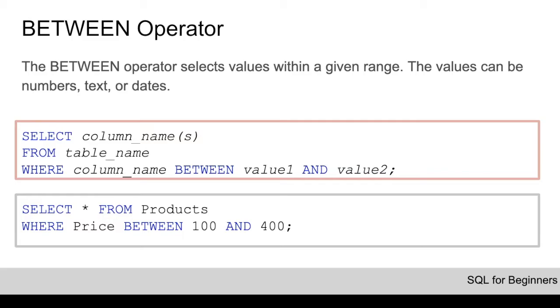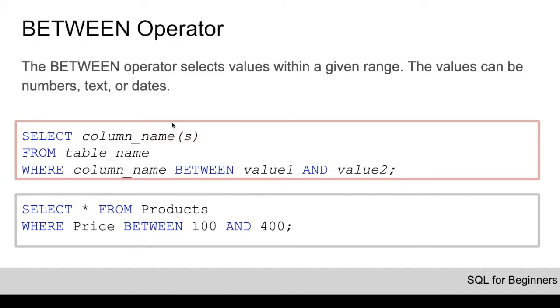In this video, we're gonna talk about the BETWEEN operator. This is also one of the very widely used operators which help us to sort our query results. The BETWEEN operator helps us to select the values within a certain given range. And the values can be numbers, text, or dates.